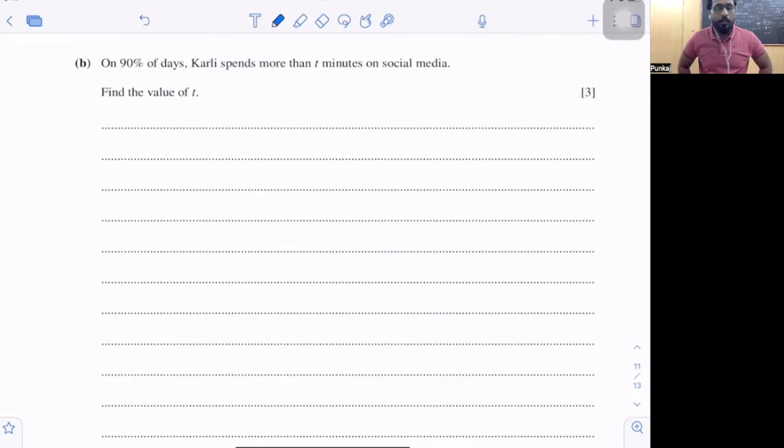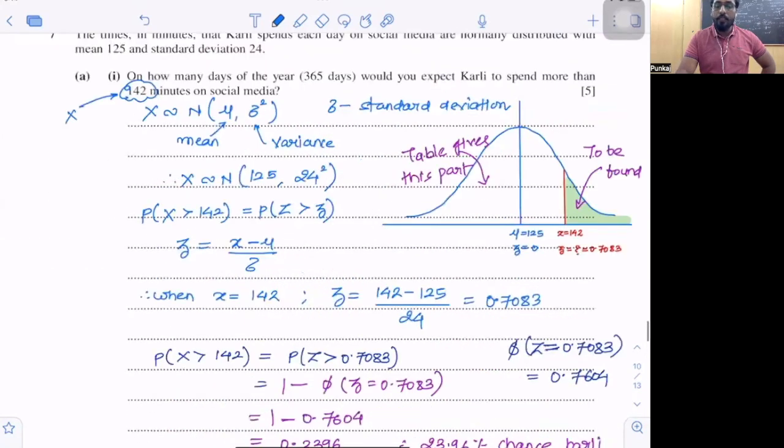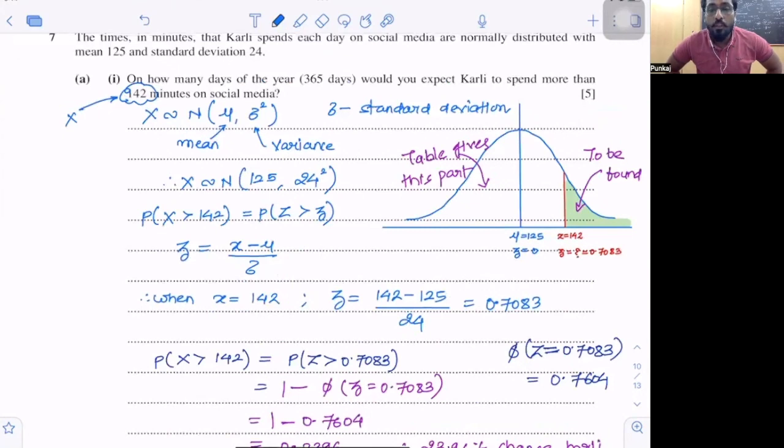Again, a very important question, students. You really want to understand. You want to really pay attention. So always remember, you first want to identify whether the question belongs to binomial distribution or normal distribution. So in this question, you are given the probability that 90% of the times Carla spends more than 10 minutes on social media, right? 90% of the time.